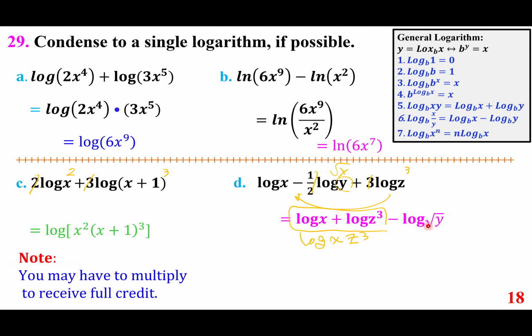Okay. And now I'm going to use number 6, the quotient rule, because this is positive, this is negative, and I'm going to go this way, log of this piece over this piece, x z cubed over square root of y. That's how you bring it into a single log.